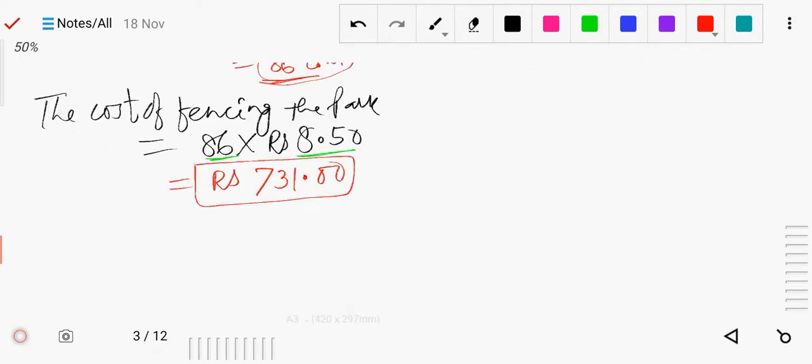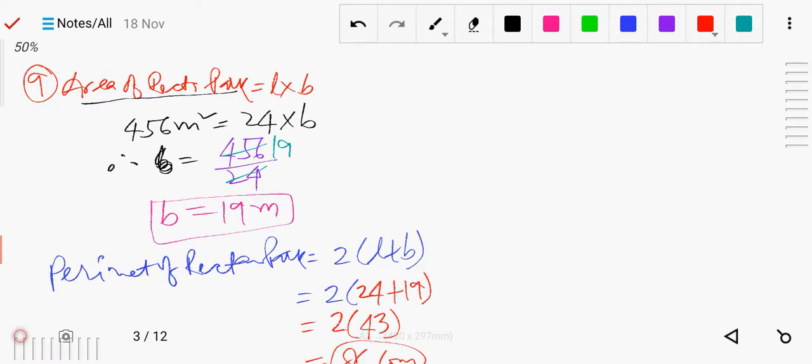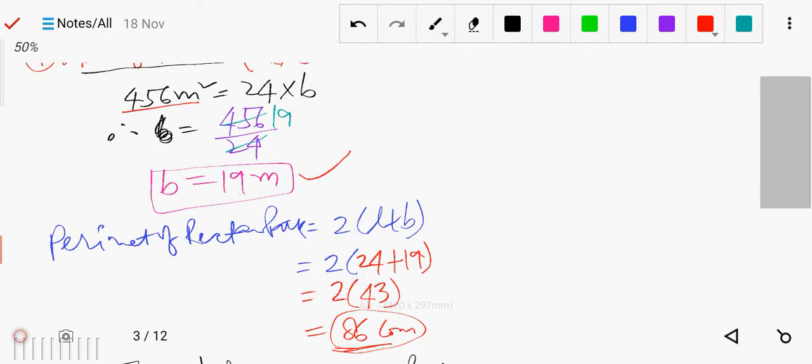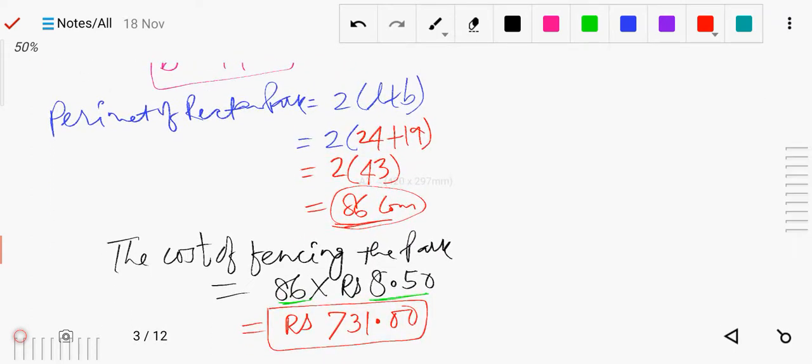Okay, let's see this question once again. The area of the rectangular park is given, so we have to find the breadth, because to find the perimeter we need L and B, means length and breadth. So we find B. After finding B, we find the perimeter of that park. After finding the perimeter, we can find the cost of fencing, because for the fencing we need the perimeter, and we already got the perimeter.